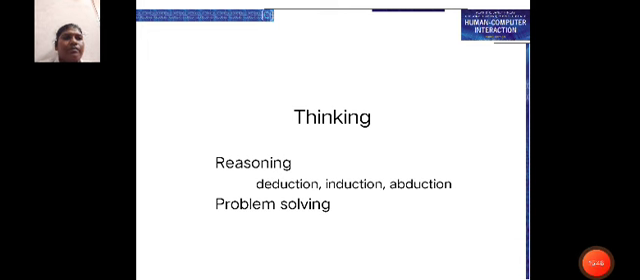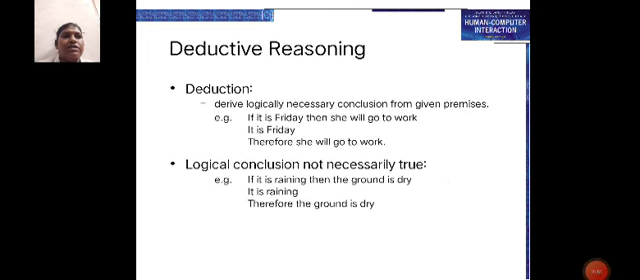In deductive reasoning, deduction derives a logically necessary conclusion from the given premises, because we can determine the outcome of the problem. For example, it is given: if it is a Friday, then she will go to work. Otherwise, it is not compulsory that she goes to work. But on every Sunday, we see that she goes to work. So it is a logical conclusion, not necessarily a true one.